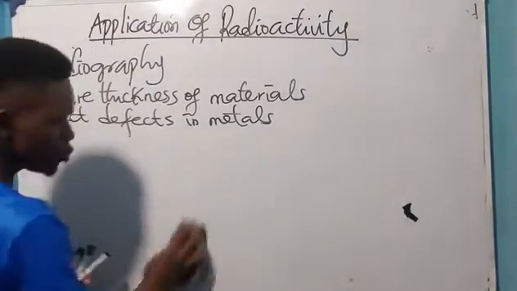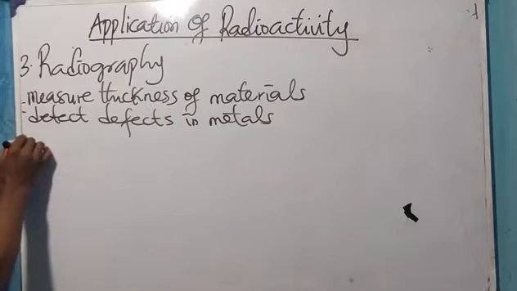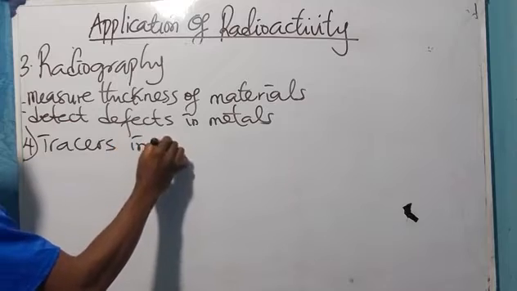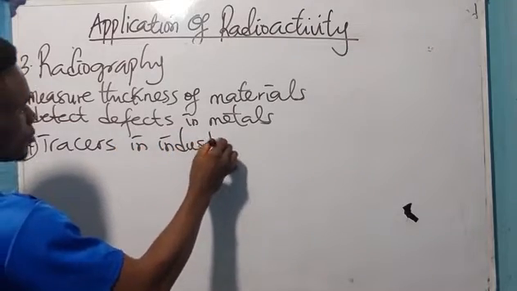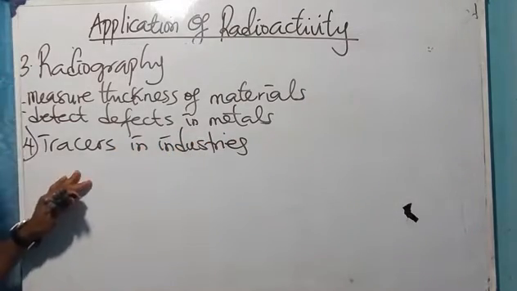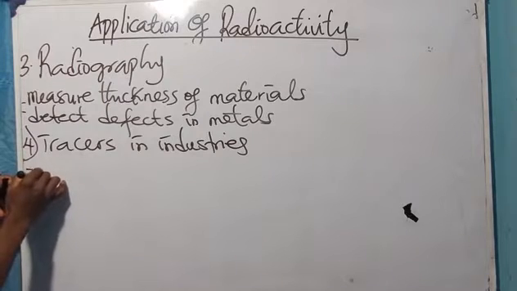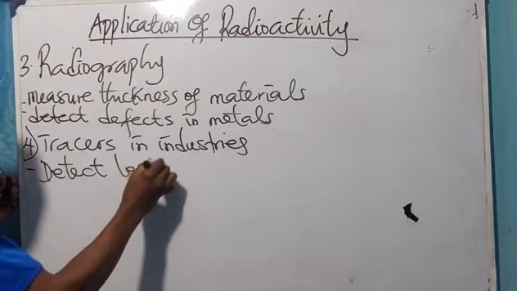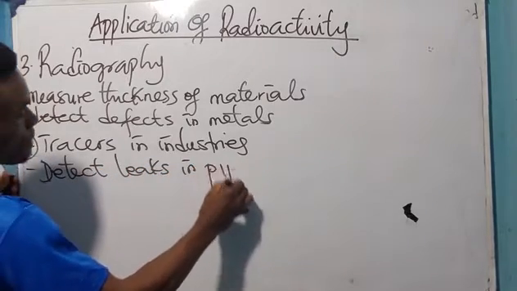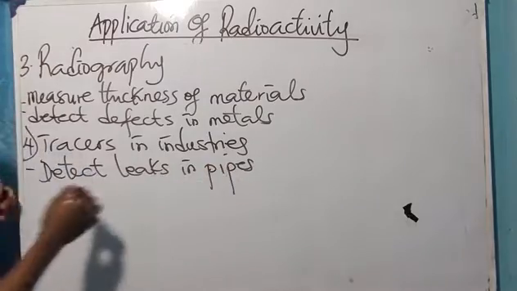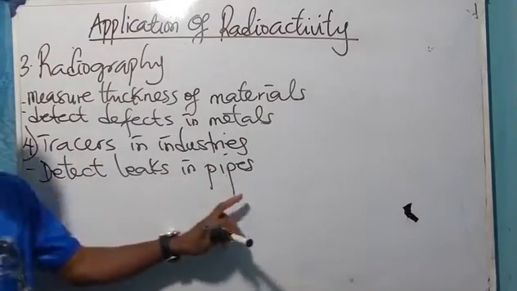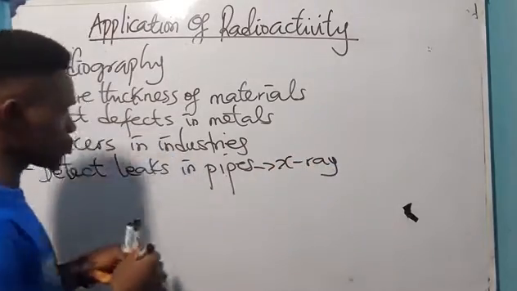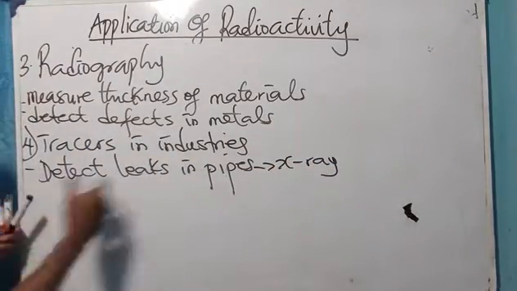Now, radioisotopes are also used as tracers in industry. They are used as tracers in industry. That means they are used to detect leaks in pipes. They are used to detect holes or leaks in pipes. A good example is X-ray. X-ray is used to detect leaks in pipes.